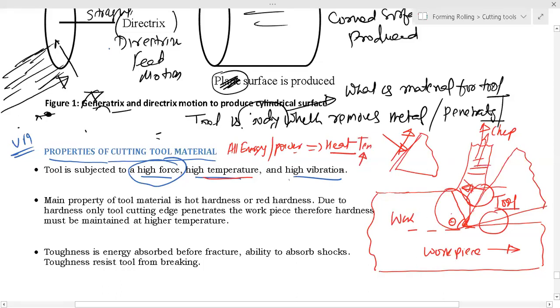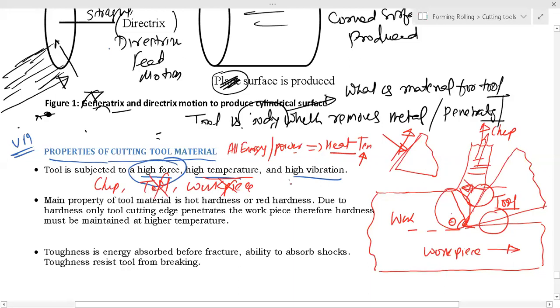Some part of this heat will be taken by the chip, tool and workpiece. Generally we don't want our workpiece to heat. We don't want our tool to heat. If the chip is heated, there is no problem. But what happens? Some heat will be absorbed by the tool, and when the tool absorbs heat, the temperature of the tool will increase. And you know all mechanical properties depend upon the temperature.